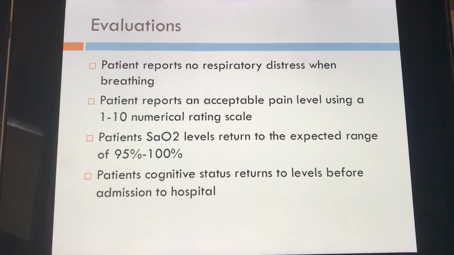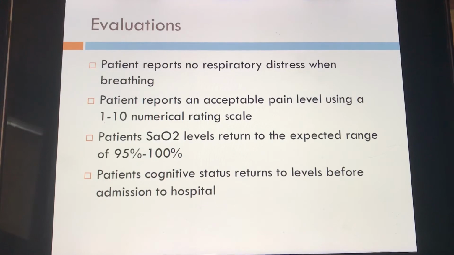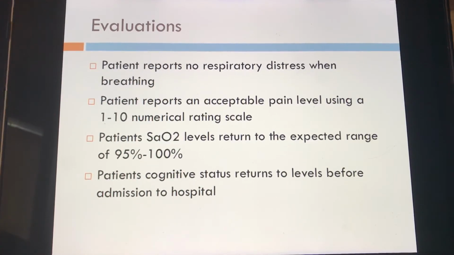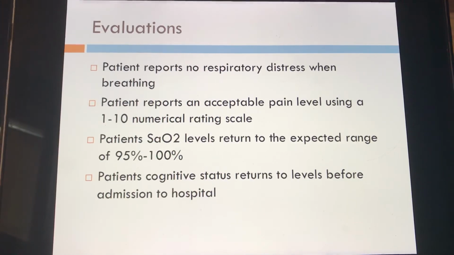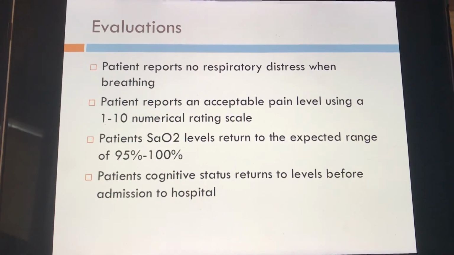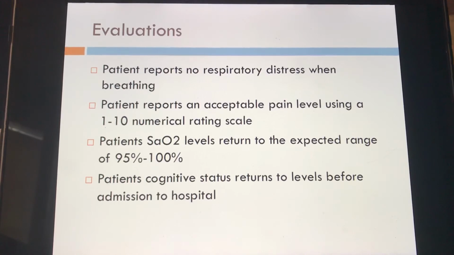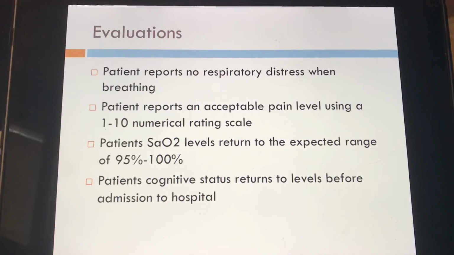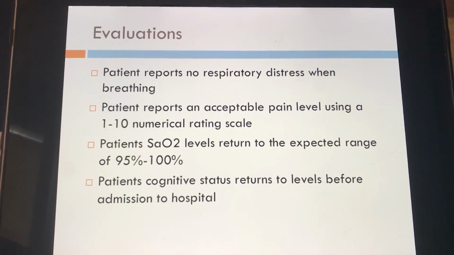When evaluating these patients, you want your patients to report no respiratory distress when breathing. Patients report an acceptable pain level using a 1 to 10 numerical rating scale. The patient's SaO2 levels are returned to an expected range of 95 to 100%. And the patient's cognitive status will return to levels prior to admission to the hospital.